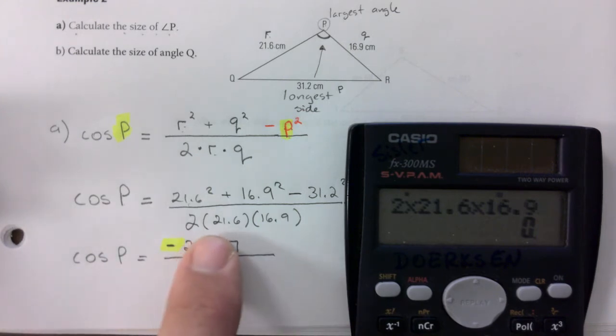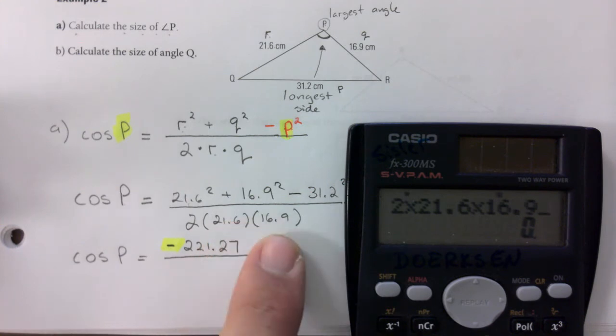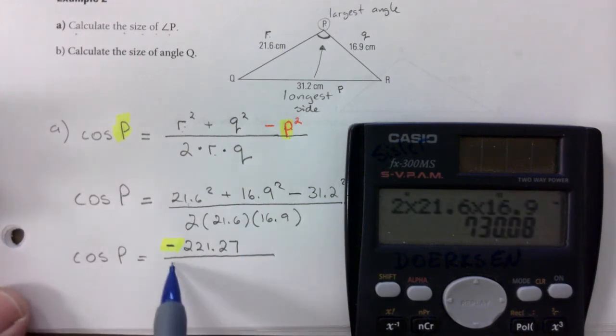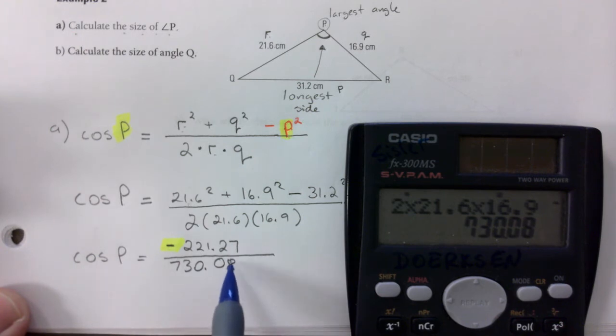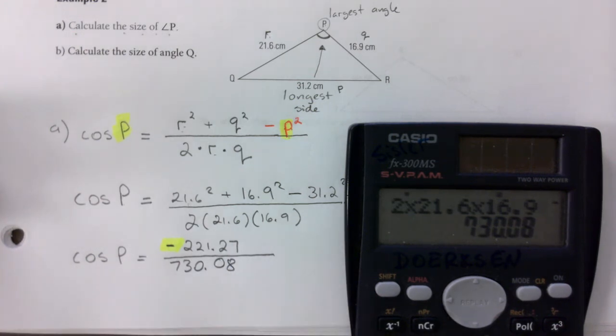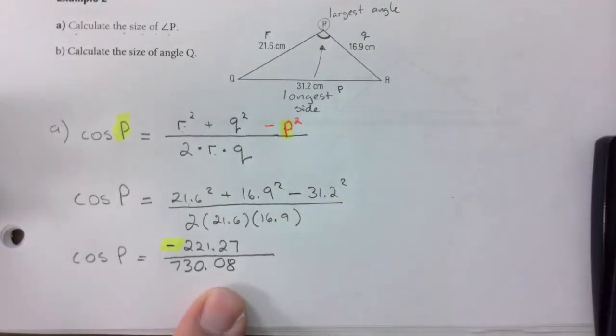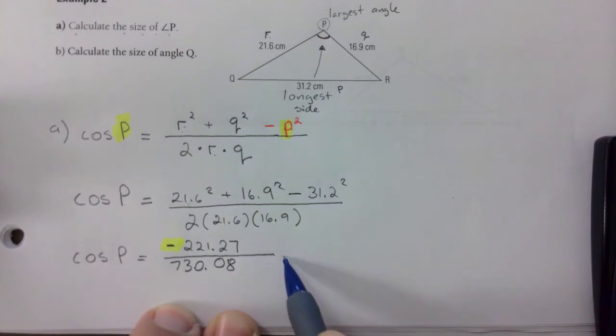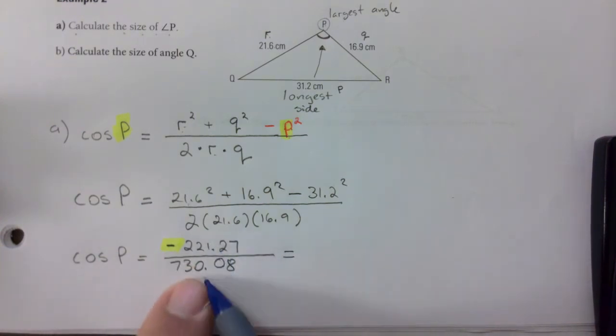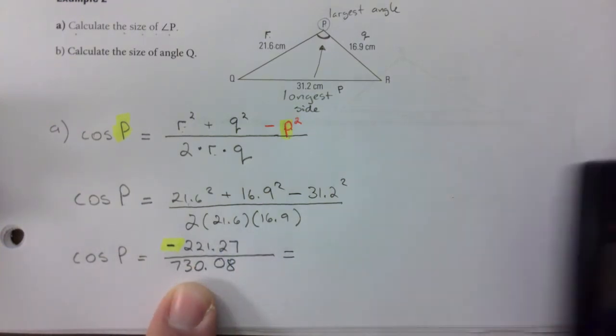So now I'm doing the bottom part. 2 times 21.6 times 16.9. No squaring, none of that. Okay, it's just multiplying. You get 730.08. Write it down, all decimals. Okay, you might have up to 4. That's about it. And then right next to it, we're gonna divide this and write it down.